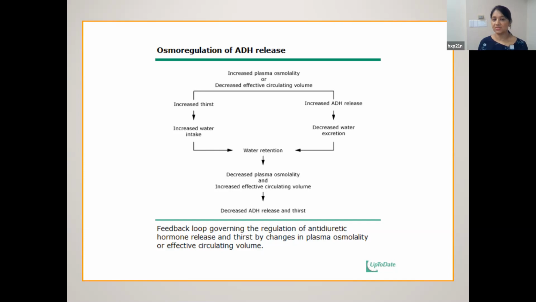So anything that's deranged in between those two terms, somebody who doesn't have a good thirst mechanism, or doesn't have access to water, like infants, toddlers, the mentally challenged, or the elderly who don't have access to things, can be at risk of hypernatremia.